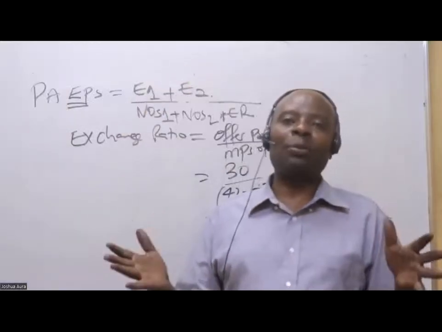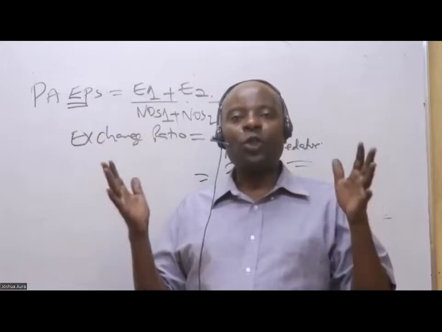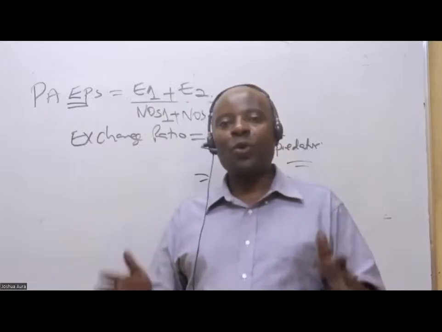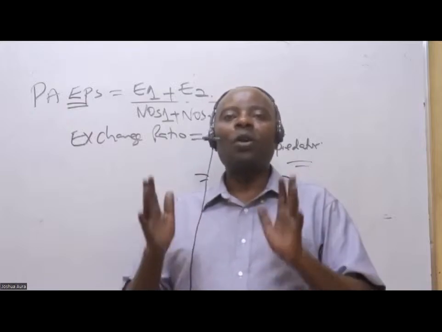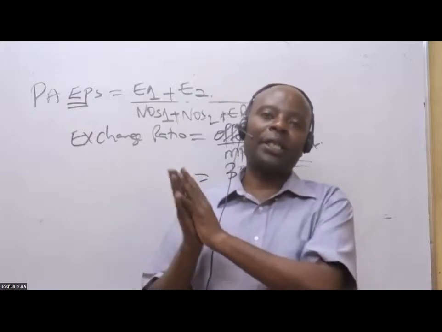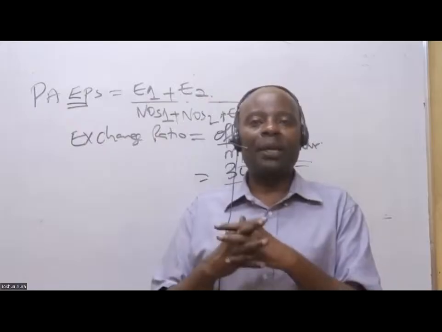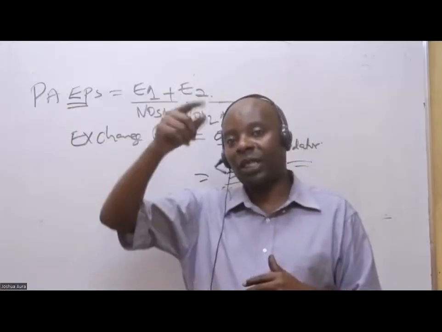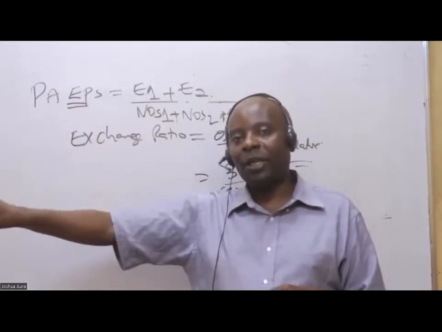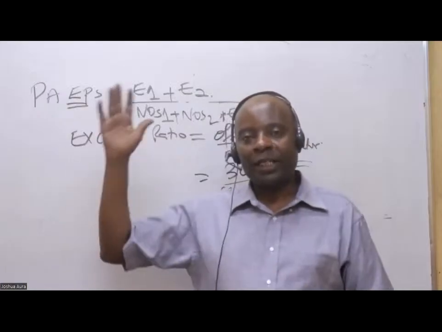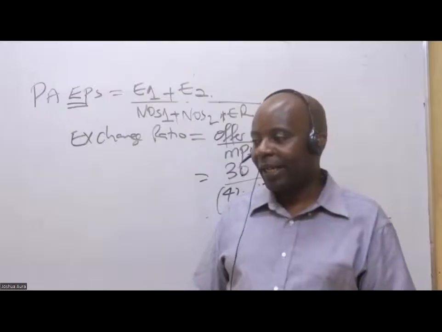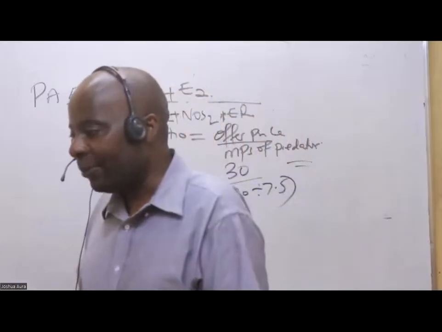Remember, we have two types of exchange ratios. We have the normal exchange ratio, and number two, we have what we call the maximum exchange ratio, the MER. The maximum exchange ratio is the one where we take EPS of the target over EPS of the predator. Are we together up to there?